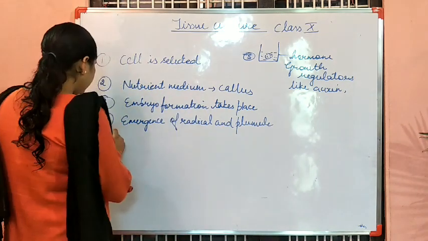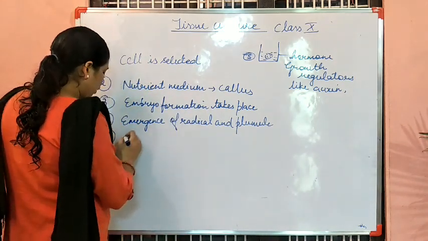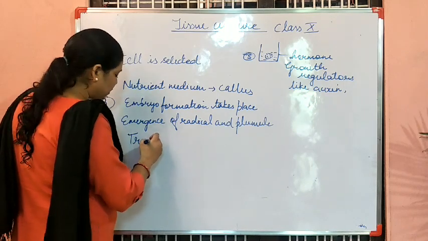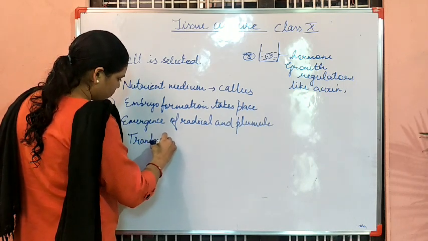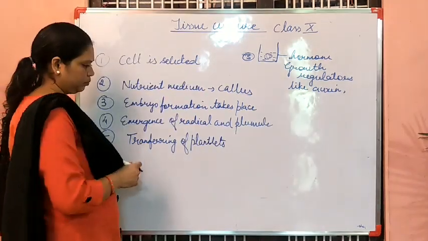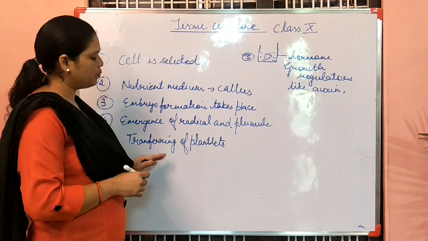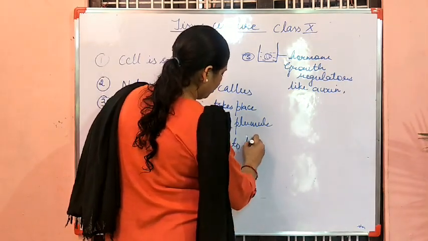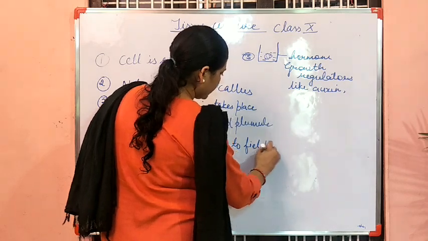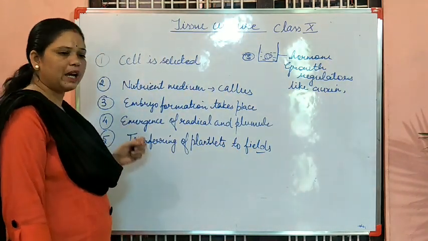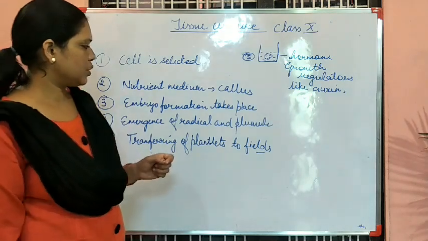Later on, the developed plantlet is transferred to the main fields. Transferring of plantlet to the fields. These steps are involved in raising a plant in the lab from a healthy cell or tissue.